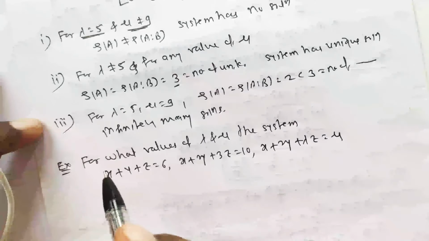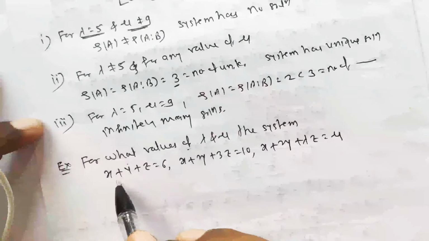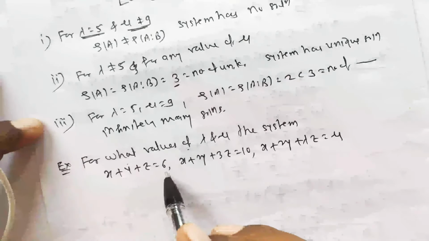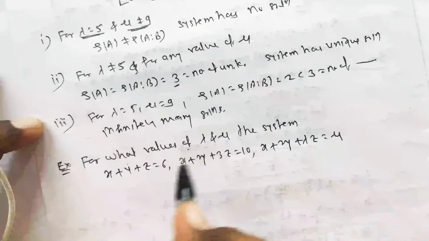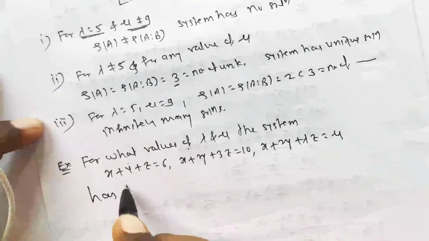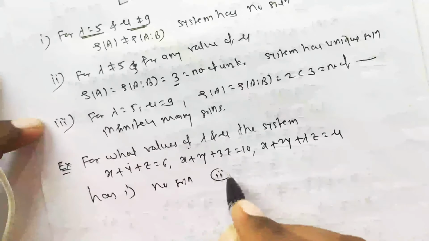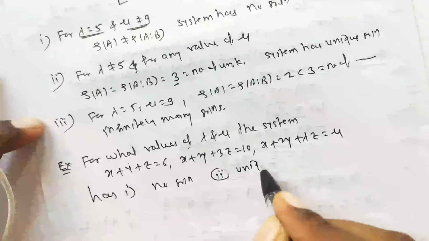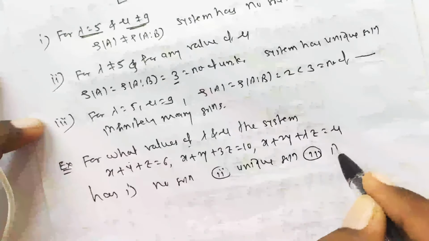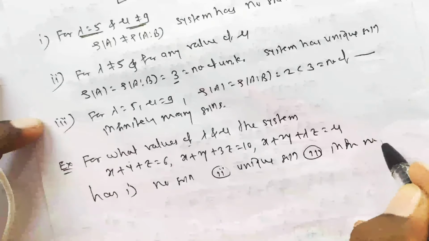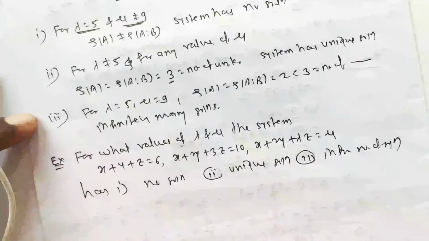So the next problem is the same, you do it at home. For what values of lambda and mu does the system x plus y plus z equal to 6, x plus 2y plus 3z equal to 10, x plus 2y plus lambda z equal to mu have first no solution, second a unique solution, and third an infinite number of solutions? Okay, so the problem is the same. Okay, you try this. Thank you.